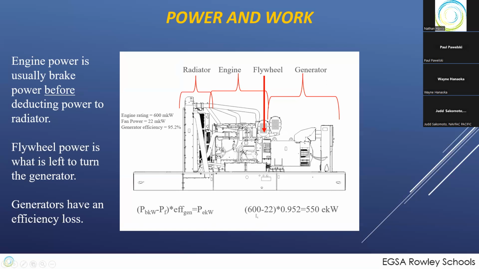So you've got a Caterpillar C18 engine, it's putting out 600 horsepower. It's got a fan needed to cool it, which takes up 22 kilowatts. The generator we stick on it is a little over 95% efficient at full power. You've got a 550 kilowatt max power you can get out the back end.